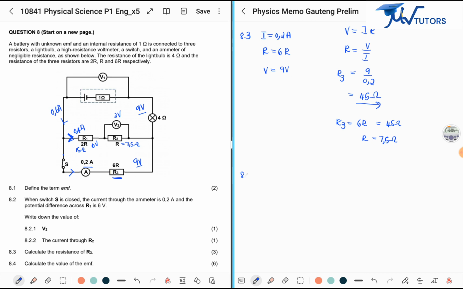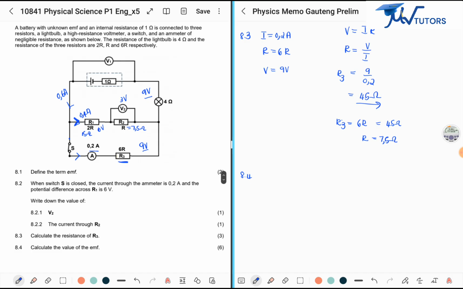And then 8.4, it says calculate the value of the EMF. So we know EMF is equal to the current times the external resistance plus the internal resistance. Or we can just have big R and small r. Let's rather put it like that. Big R and small r. So what do we have there? We have the internal resistance, right? It is 1. They told us at the beginning. We have the total current, it's 0.6 amperes.